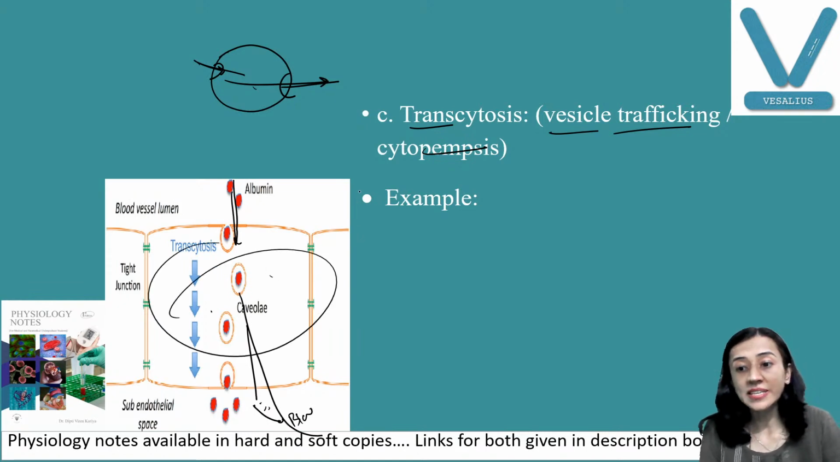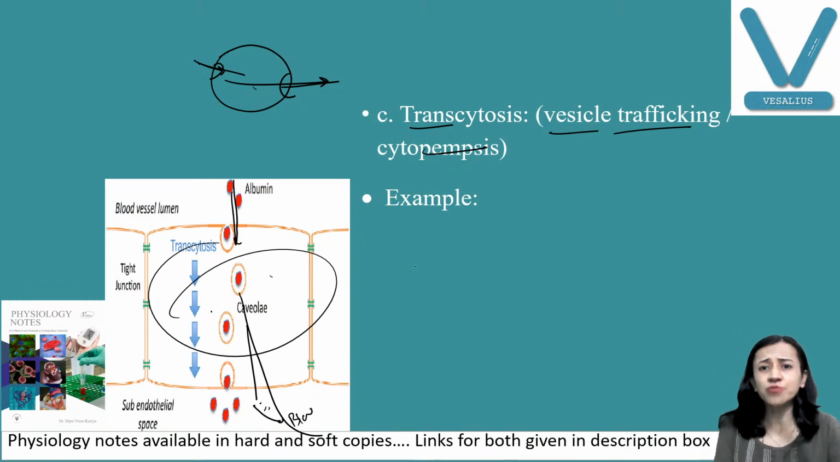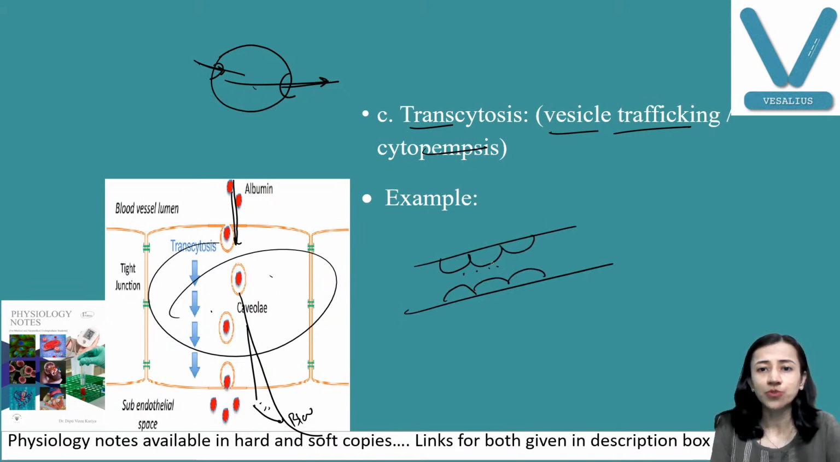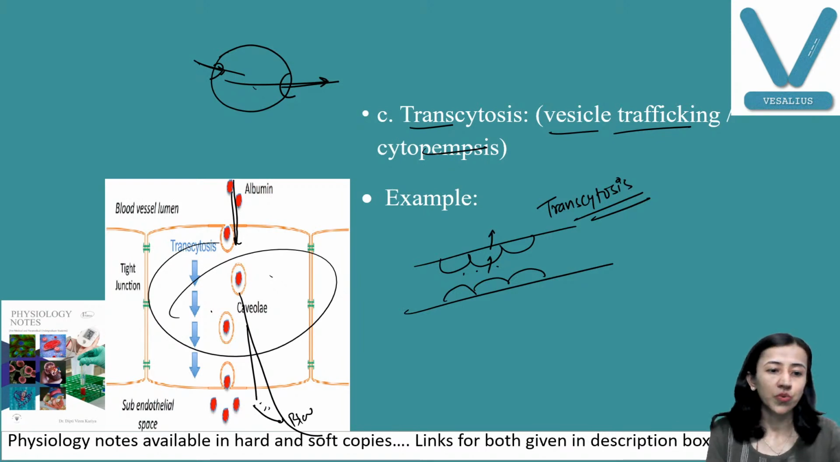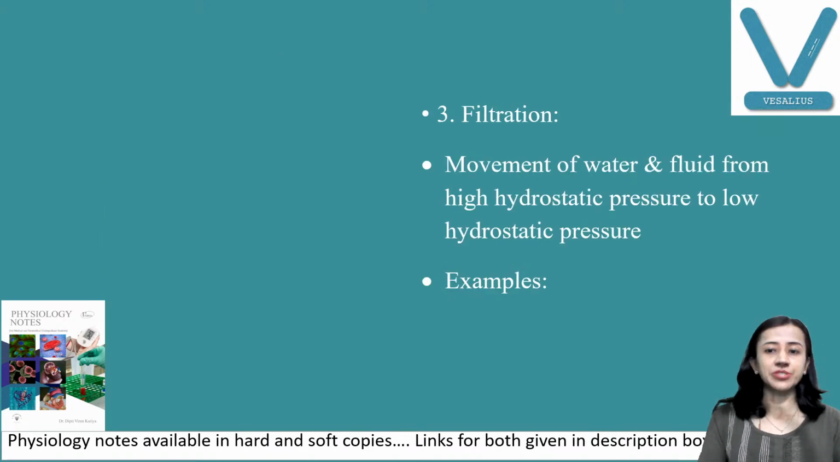Or other example, suppose we have some bacteria or virus. So here this is your blood vessel, this is your endothelium. So this bacteria virus enters through this way, exit through this way. So this is transcytosis. Fine. Okay. So this is another variety of vesicular transport. We have discussed 3 varieties of vesicular transport. We have discussed bulk flow also. Fine. So now next one, we'll discuss filtration.